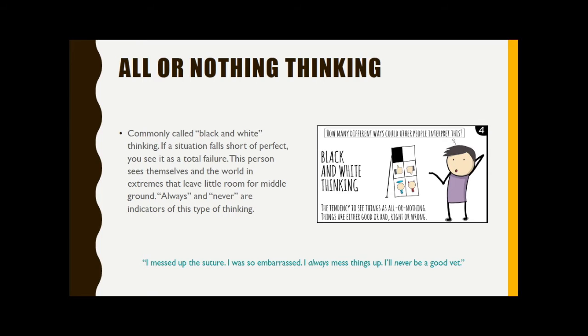All or nothing thinking, commonly called black and white thinking. If a situation falls short of perfect, you see it as a total failure. A way to recognize all or nothing thinking is when you're saying things like always and never. I missed the problem, so I will never understand physics. It's always going to be too hard. And so that is all or nothing thinking, or black and white thinking.